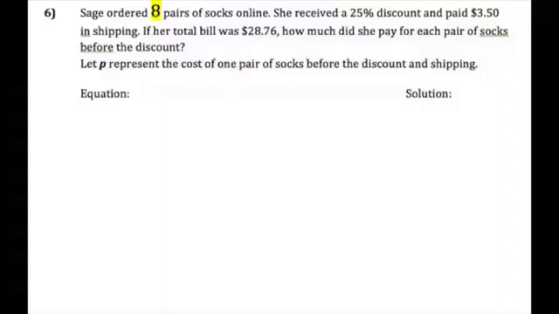Okay, number 6. Sage ordered 8 pairs of socks online. She received a 25% discount and paid $3.50 in shipping. If her total bill was $28.76, how much did she pay for each pair of socks before the discount? Let P represent the cost of one pair of socks before the discount and shipping. Okay, I'll give you about a minute to write your equation and find your solution before we go over it.